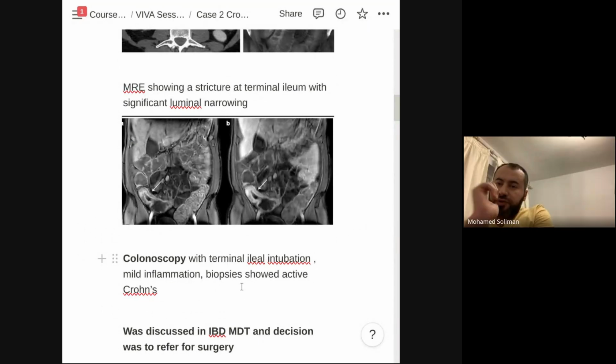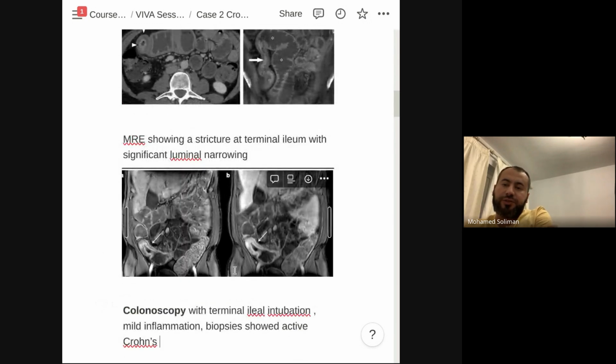So I just need to confirm if there is any evidence of stricture. I need to confirm with the radiologist whether it is stricture or just inflammation causing narrowing of the lumen. Because if it's just inflammation, it can be reversed with medical treatment. But if it's a stricture, it will not be reversed with medical treatment. So this needs to be considered in the MDT.